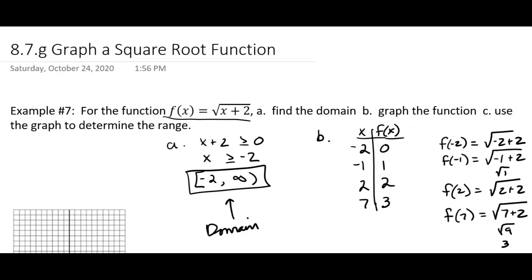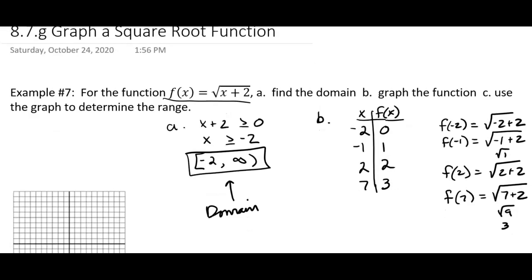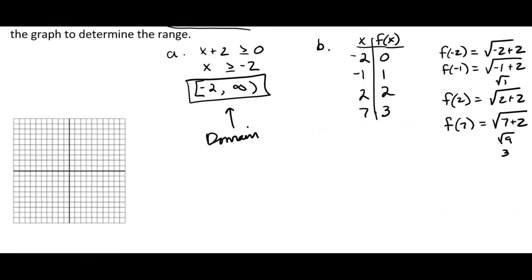I just have a little teeny piece of graph paper here. But this is a nice little table of values. Okay, so now we go over here to our graph and graph these ordered pairs. So -2, 0, and then -1, 1, and then 2, 2, and then 7, 3. And so it's going like this.